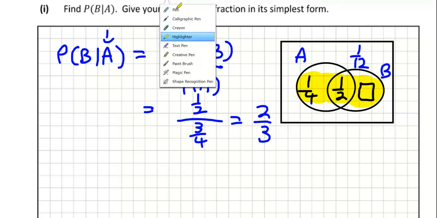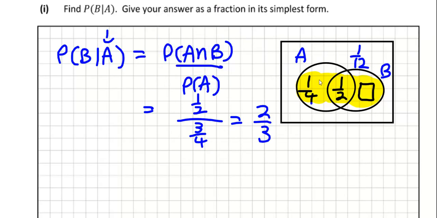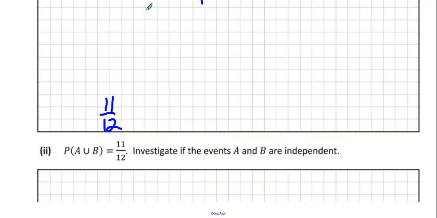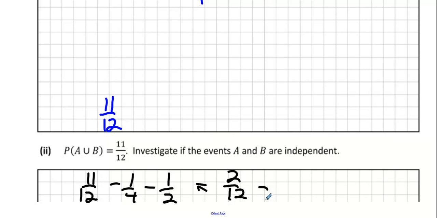So we're going to do 11/12, and we're going to take 1/4 away. So 11/12, take away 1/4, take away 1/2. So let's do that. 11/12, take away 1/4, take away 1/2. What's the answer for that then? Is it 2/12, otherwise known as a sixth?